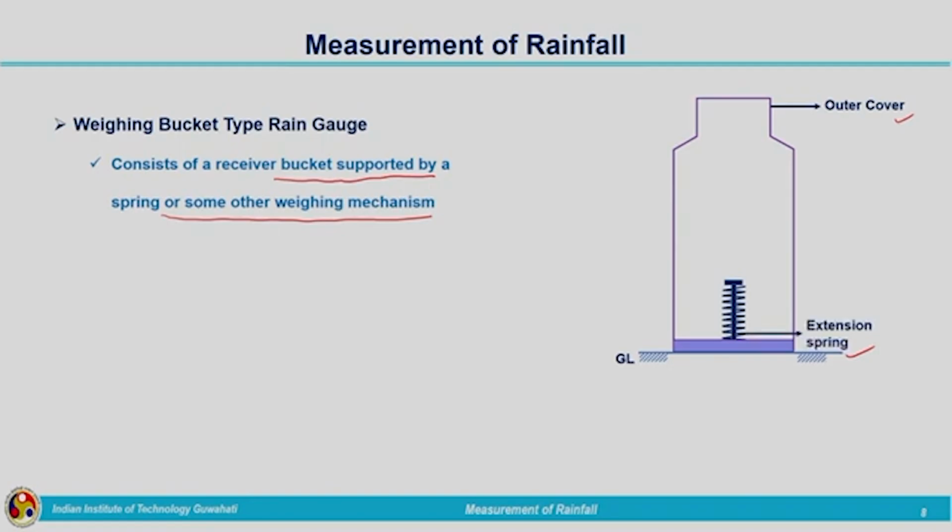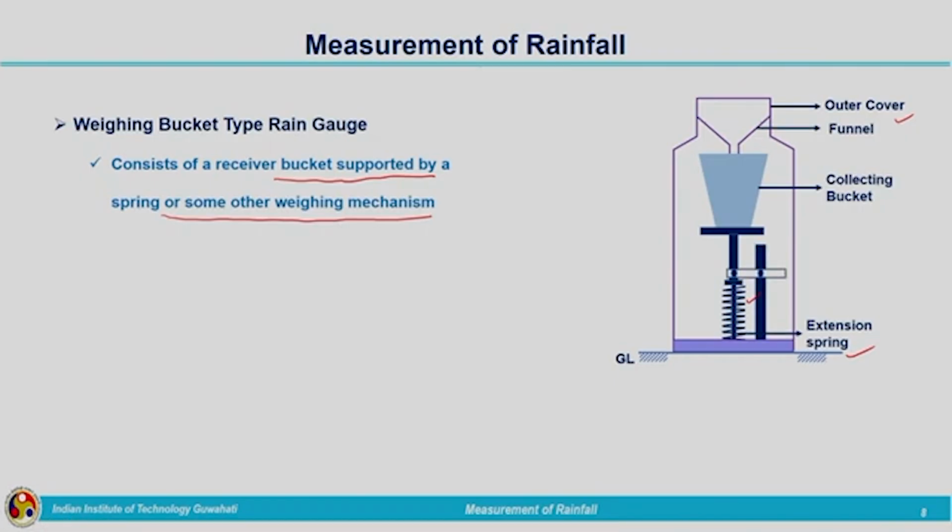As the weight on this is increasing, the spring will be compressed. That spring action will be determining how much rainfall is occurring. Let us see how it is working. This is the extension spring, and above the spring we have installed our collecting bucket. This collecting bucket is initially empty. The initial position of the spring is adjusted in such a way that the bucket is empty, and we have a funnel at the top, at the mouth of the outer cover.